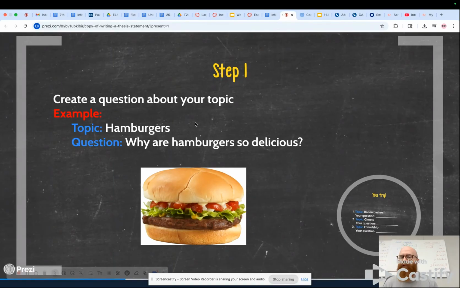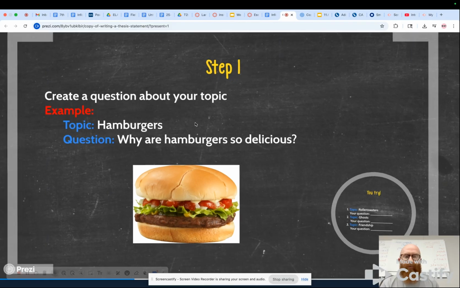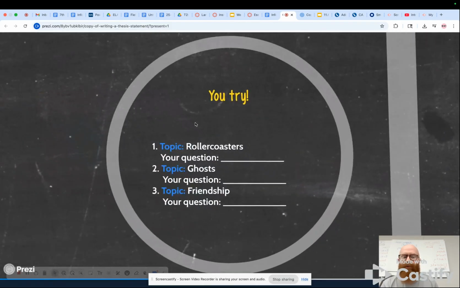The first step is you want to create a question. So why are hamburgers so delicious? If you're talking about the structure of cause and effect, you would ask, what is the cause of this situation and what was its effect? How did it affect the situation? Okay, so you can try to do this on your own.